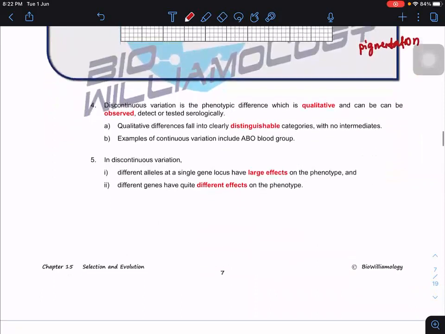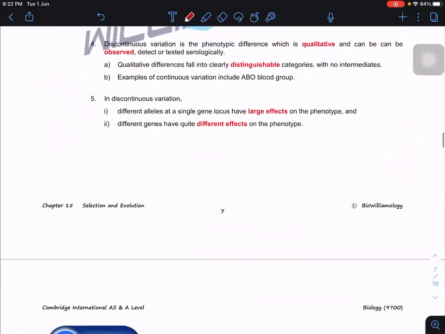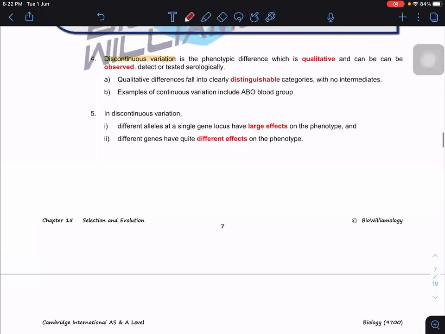Now, to contrast the continuous with the discontinuous, we're going to look at discontinuous variation. With discontinuous variation, basically the difference is qualitative. You can only tell the difference in color. You can see that it's different, but you cannot quantify it. There is no way for us to quantify the difference.